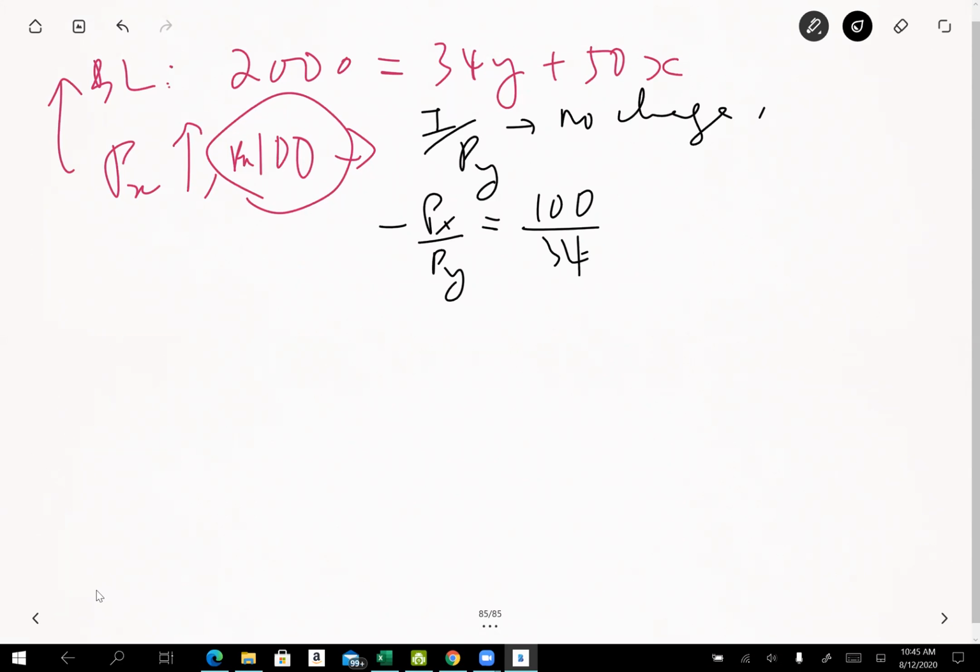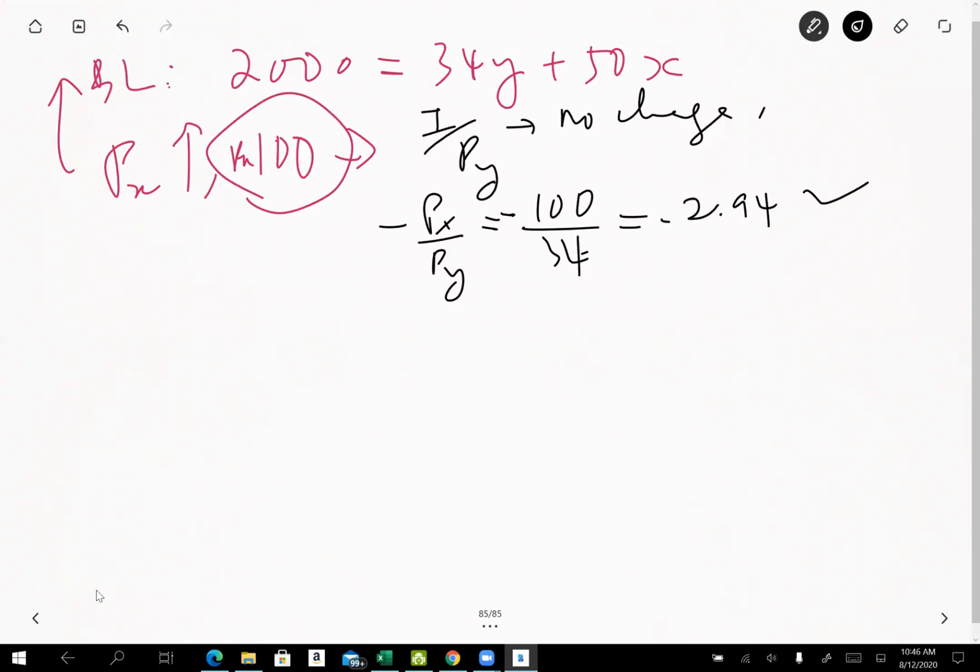Now, when the slope changed, the value now becomes negative 2 point something, right? 100 divided by 34, 2.94. So in absolute value, it becomes steeper. Okay. But a simpler way, of course, the slope is different. So there is some kind of shift.